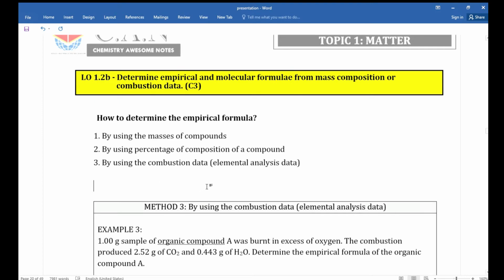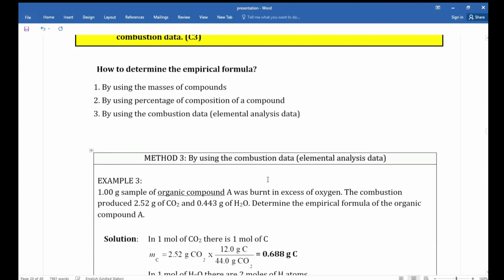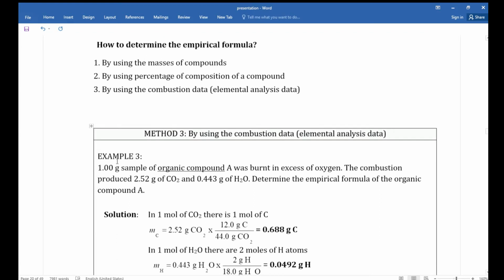Now we are focused on the last method, method 3, which is by using the combustion data. So we're looking at the example. Refer to example 3: a 1.00 gram sample of organic compound A was burned in excess oxygen. The combustion produced 2.52 gram of carbon dioxide and 0.443 gram of water. Determine the empirical formula of the organic compound A.